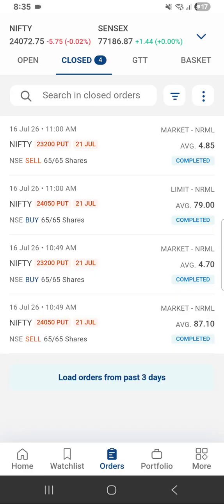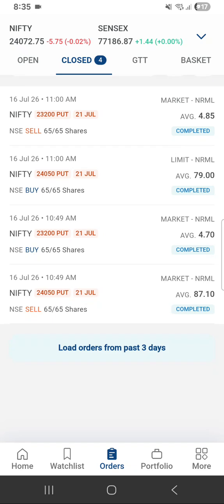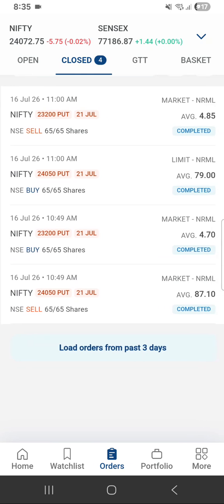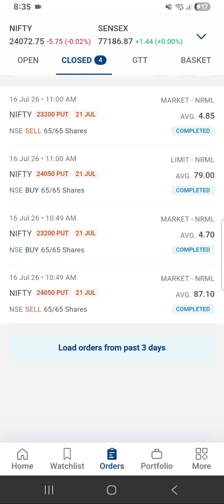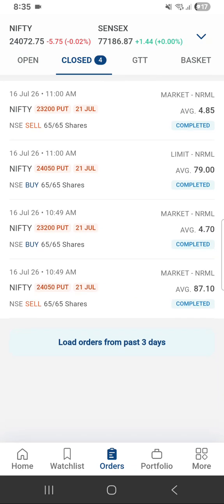As mentioned, my first trade is a 24,050 put sell, which is around 104.9. That's when the fourth candle started. I waited for 2 to 3 minutes, then I realized that it is now going to make a bullish move. I sold a 24,050 put with a hedge position of 23,200, which I had bought for 87 rupees, and then I placed a limit order of 79.